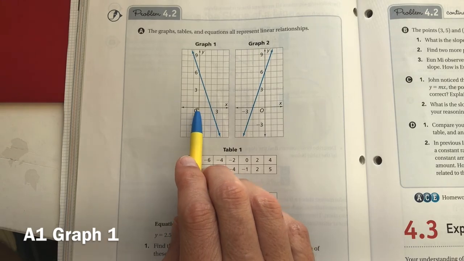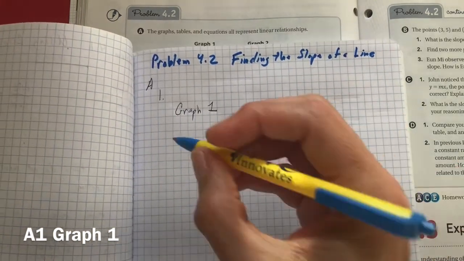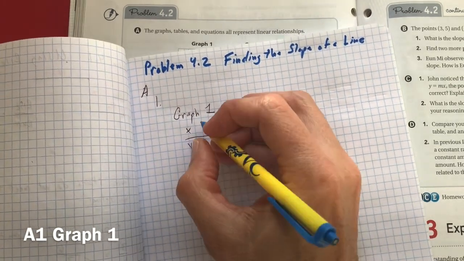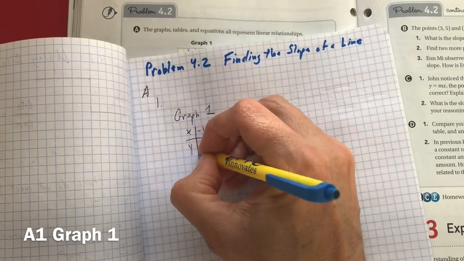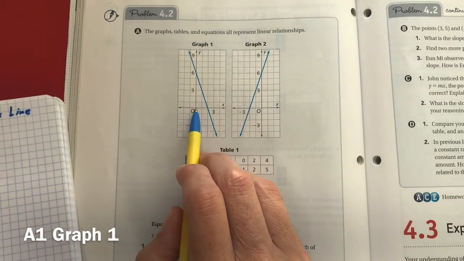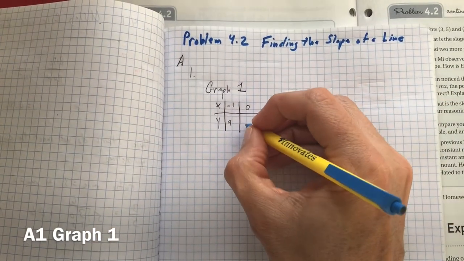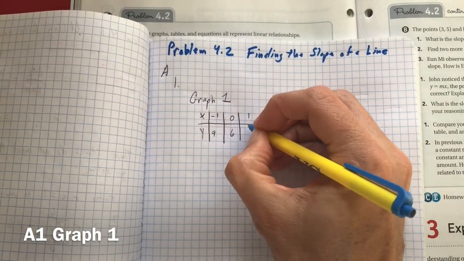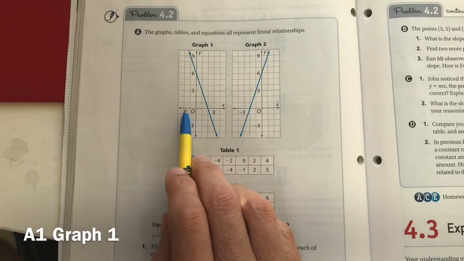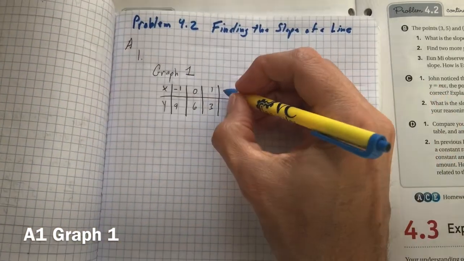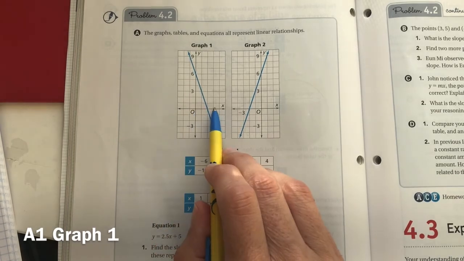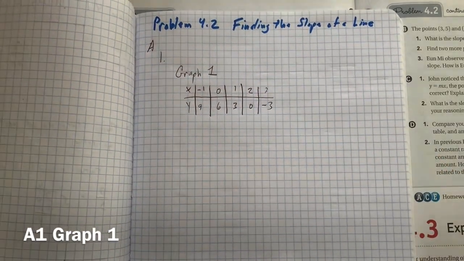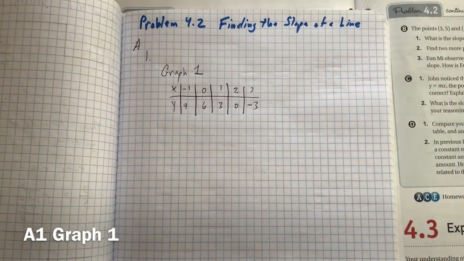I see right away a -1, +9, so I have an x and I have a y. So I'm going to draw this table out here. I have a -1 and a 9. I have a 0, 6. I have a 1, 3. And I have a 2, 0. I have a 3, -3. Okay, so we have those ordered pairs there, and we're going to look carefully at what's going on between these.